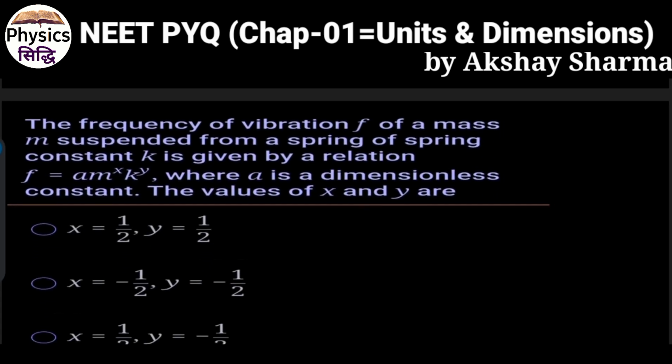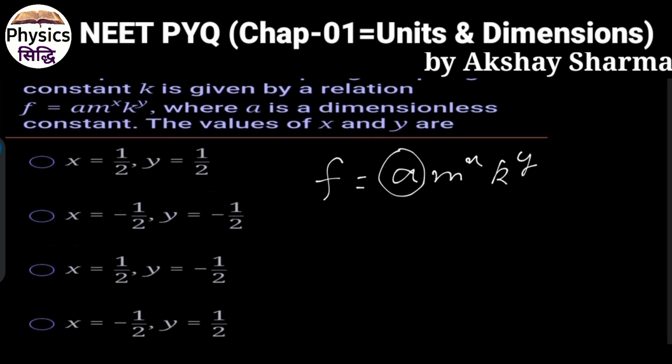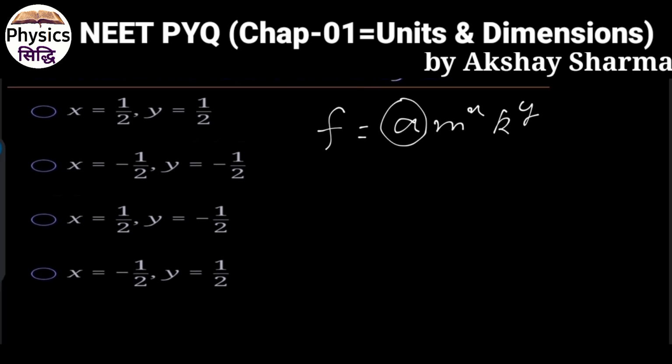Let's see the next question. The frequency of vibration f of a mass m suspended from a spring of spring constant k is given by the relation f equals a m to the x, k to the y, where a is a dimensionless constant. This is a constant, so just ignore it. And x and y we have to find. So frequency is directly proportional to mass to the x into spring constant to the y.